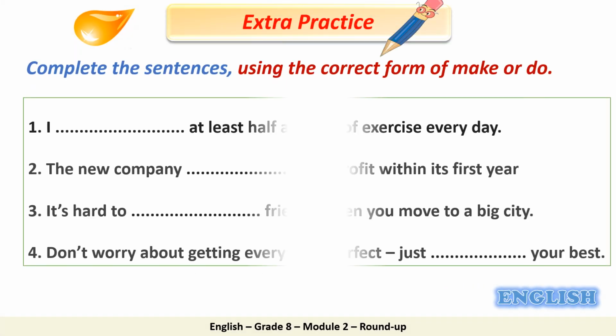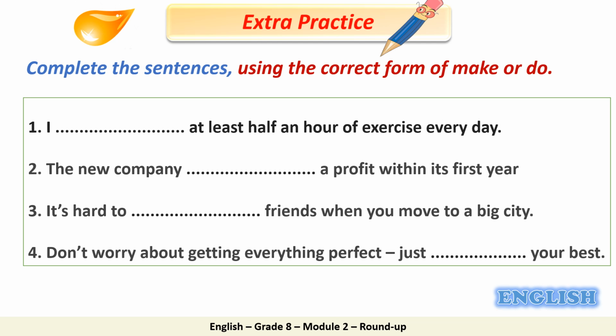Here is an extra practice. Complete the sentences using the correct form of make or do. We've got different forms of make and do. Here we say make, right. We say makes, made, and making. Wonderful. What about do? We say does, did, done, and doing. Perfect. Now use the forms and complete the sentences. Please get back when you're done.